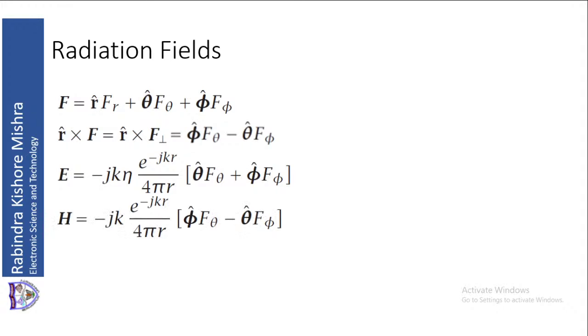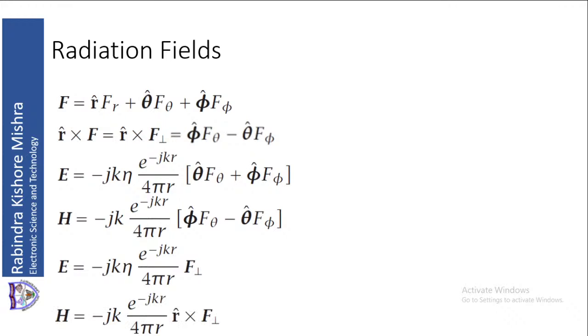Then H is equal to minus jk exponential minus jk r by 4 pi r into r cap cross F. r cap cross F is equal to phi cap F theta minus theta cap F phi. So that we will put here. Now if I compare these two, I can say E is equal to minus jk eta into exponential minus jkr by 4 pi r into F perpendicular, because we have used that in finding E. Similarly, H we have found by taking r cap cross F perpendicular and dropping the eta from E.